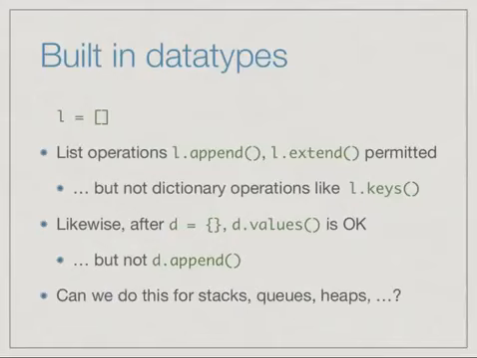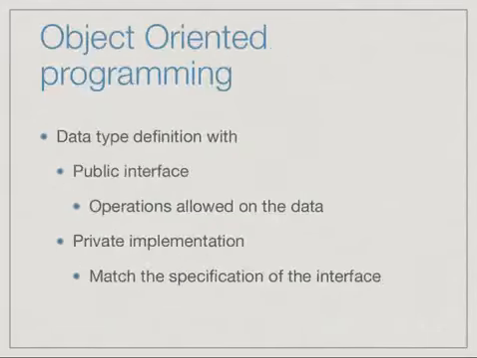So our question is that instead of using the built-in list for stacks, queues, and heaps and other data structures, can we also define a data type in which certain operations are permitted according to the type that we start with? So this is one of the main things which is associated with a style of programming called object-oriented programming.